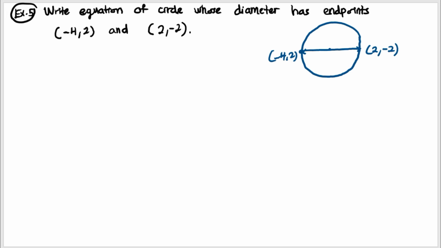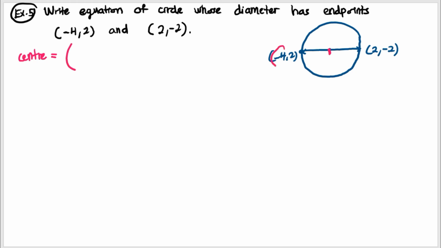So what we should do is to find the center of the circle firstly, right? We have to find the midpoint. Recall the equation for the midpoint. The center is the midpoint of this diameter, right? So the midpoint of the diameter.